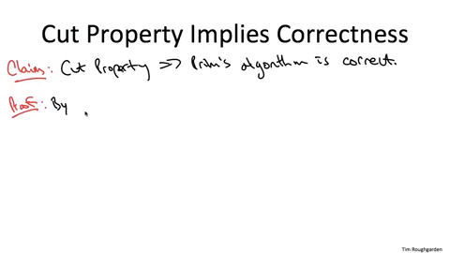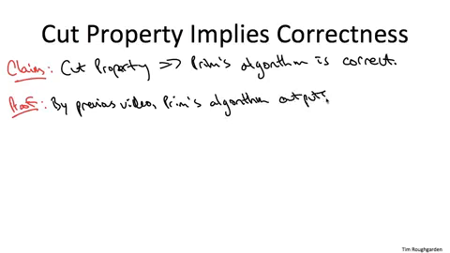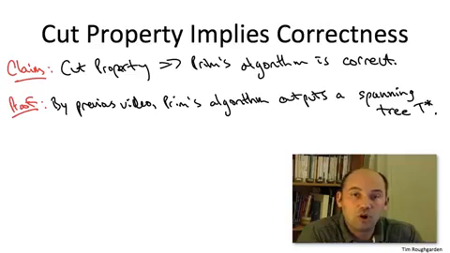All right, so given the tools that we've developed, this argument's actually going to be quite short. Let's assume that the cut property is a true statement, and let's begin by building on the previous video. The previous video argued that Prim's algorithm outputs a spanning tree. It didn't argue it was a minimum one, but it argued that it's a spanning tree: it spans all the vertices and it has no cycles. Let's call the output of Prim's algorithm at the end of the algorithm T star.